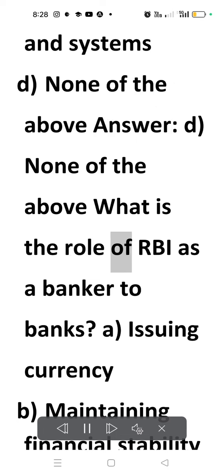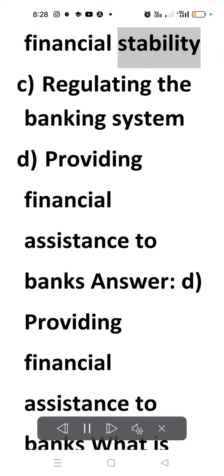What is the role of RBI as a banker to banks? A. Issuing currency. Maintaining financial stability. Regulating the banking system. Providing financial assistance to banks. Answer: D. Providing financial assistance to banks.